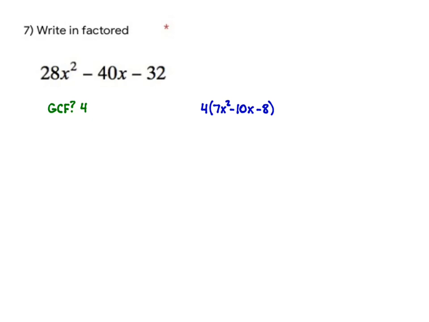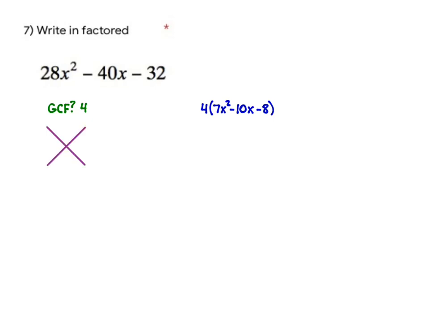From here, we have to ask ourselves, is there any more factoring that can be done? Well, there's not a common factor because we already took the greatest common factor. But is there any quadratic factoring that we can do? And the answer is probably yes, because there's an x squared. And so we're just going to focus on the 7x squared minus 10x minus 8 for the next few steps, and we're going to factor that.